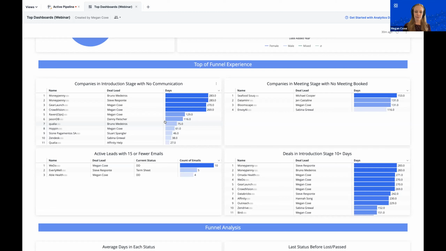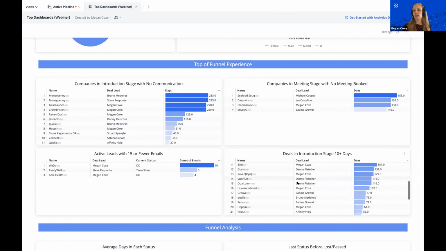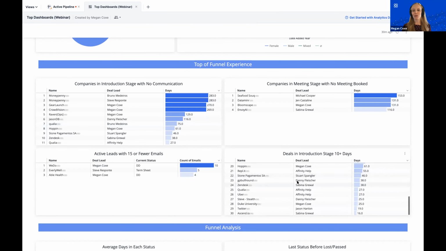And then finally, we can calculate how long a company has been sitting in a particular status and make sure that we're moving companies through the funnel. So in this case, we're looking again at those deals in the introduction stage that have been there for longer than 10 days. We want to make sure that if we think it's an interesting company, we're moving it through, or we're going ahead and rejecting that company. In this case, we've got a long list of companies that we probably should follow up on.